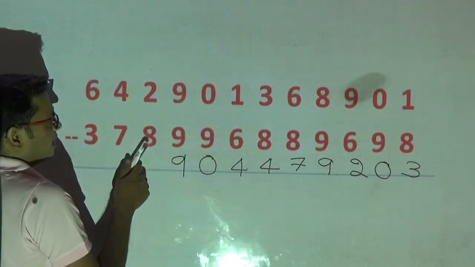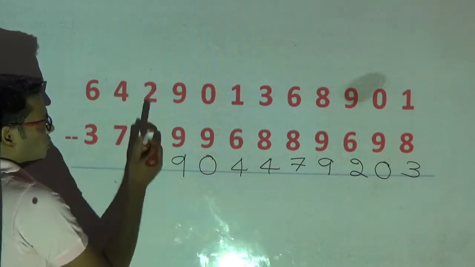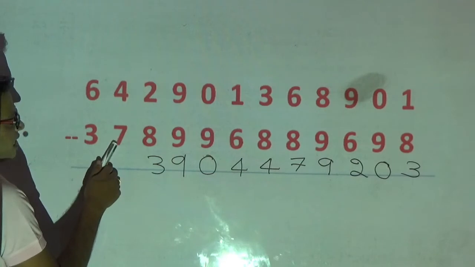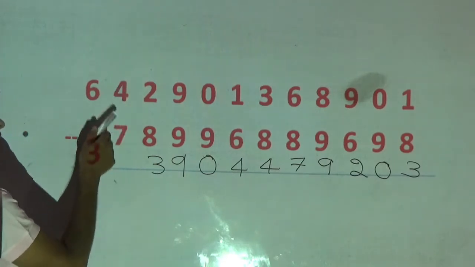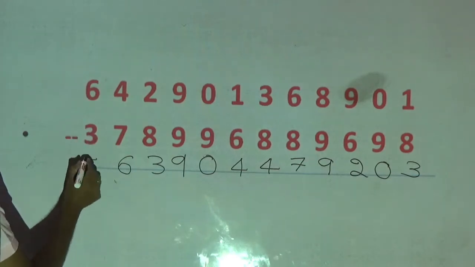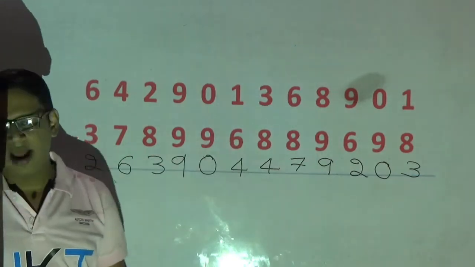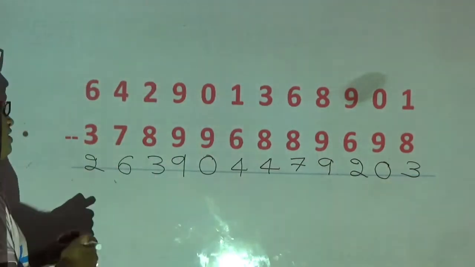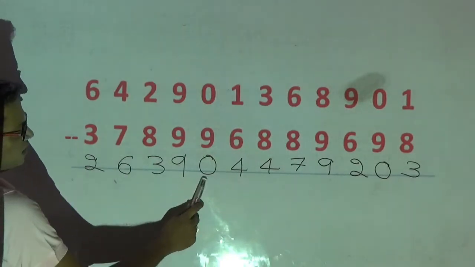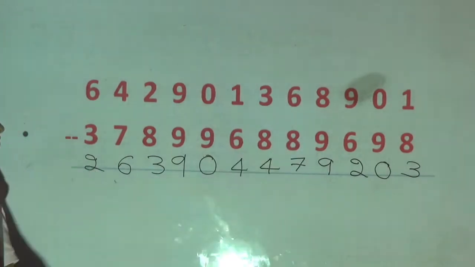Okay, 9. 10 minus 9, 1. 1 plus 2, 3. This increase by 1. Okay. 10 minus 8, 2. 2 plus 4, 6, increase by 1, 6 minus 4, 2. See how accurately and very correctly I have done. The answer for this question is 2, 6, 3, 9, 0, 4, 4, 7, 9, 2, 0, 3.